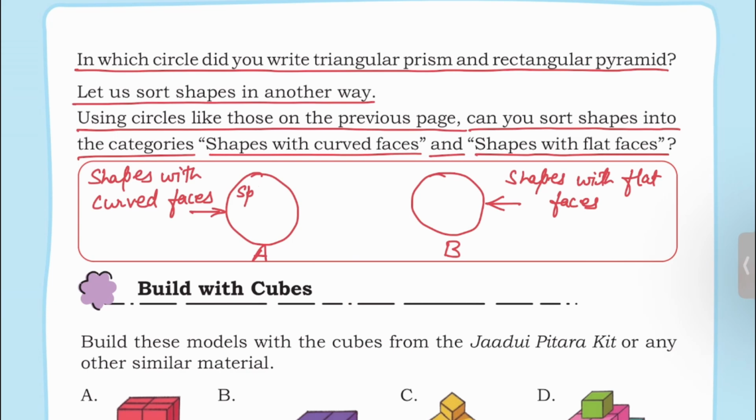Here you can write sphere, cylinder and cone. And here you can write cube, cuboid, prism and pyramid.